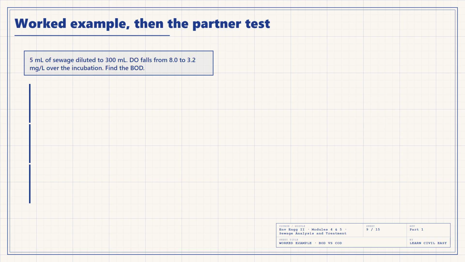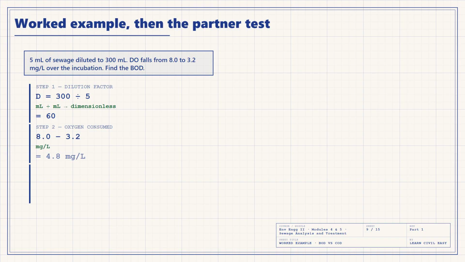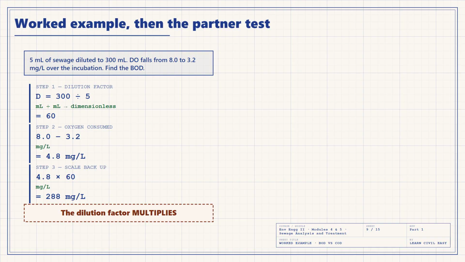5 milliliters of sewage is diluted to 300 milliliters. The dissolved oxygen falls from 8.0 to 3.2 milligrams per liter over the incubation. Step 1. The dilution factor is 300 divided by 5, which is 60. Step 2. The oxygen consumed in the bottle is 8.0 minus 3.2, which is 4.8 milligrams per liter. Step 3. Scale back up. 4.8 times 60 is 288 milligrams per liter. Notice the dilution factor multiplies. It does not divide.